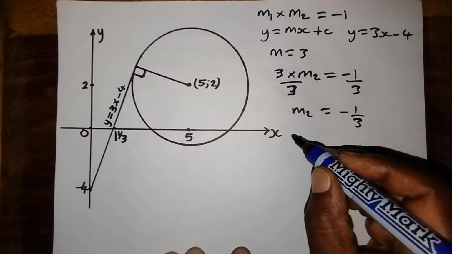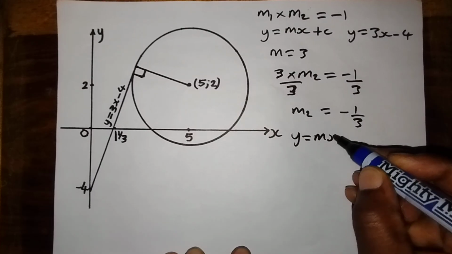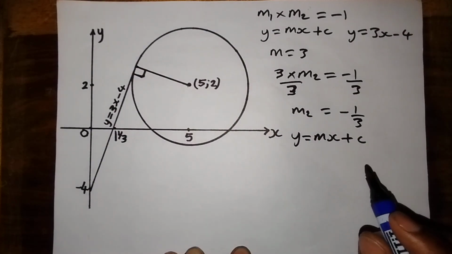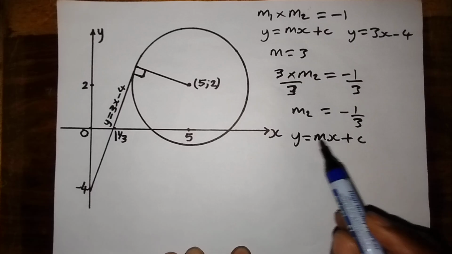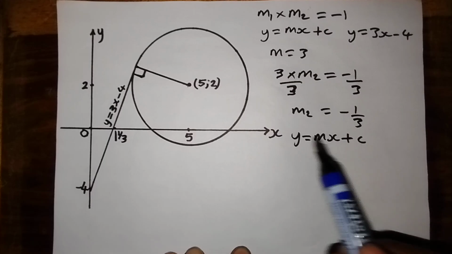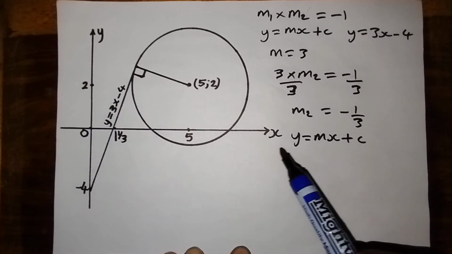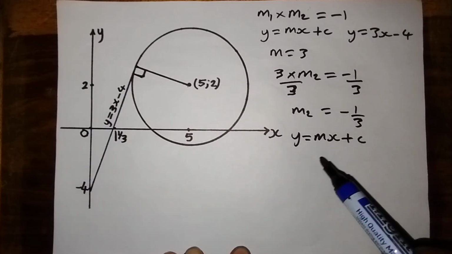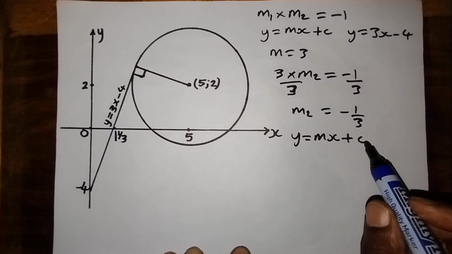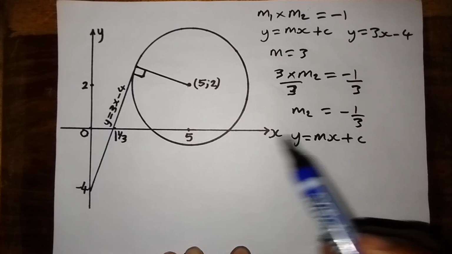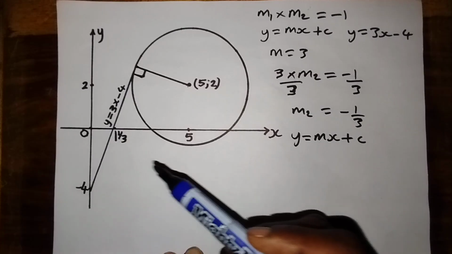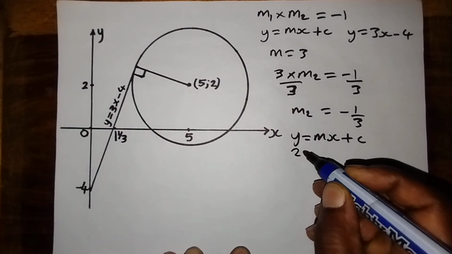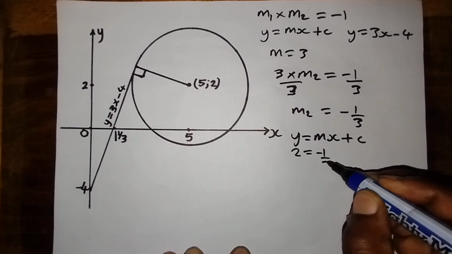So we are going to use y equals mx plus c for us to find the equation of the radius. I'm going to substitute values in this equation. Since the radius passes through the point (5, 2), my y here will be this 2, and my x here will be this 5, and m is -1/3. This will help me to find c, which is the y-intercept, that's where the line cuts or meets the y-axis.